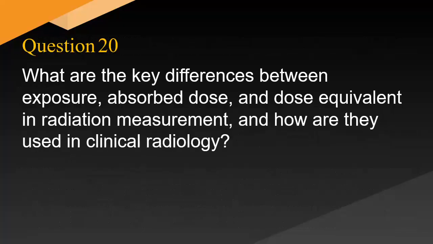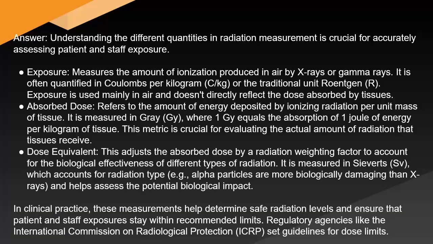What are the key differences between exposure, absorbed dose, and dose equivalent in radiation measurement, and how are they used in clinical radiology? Answer: understanding the different quantities in radiation measurement is crucial for accurately assessing patient and staff exposure. Exposure measures the amount of ionization produced in air by X-rays or gamma rays. It is often quantified in coulombs per kilogram (C/kg) or the traditional unit roentgen. Exposure is used mainly in air and doesn't directly reflect the dose absorbed by tissues.